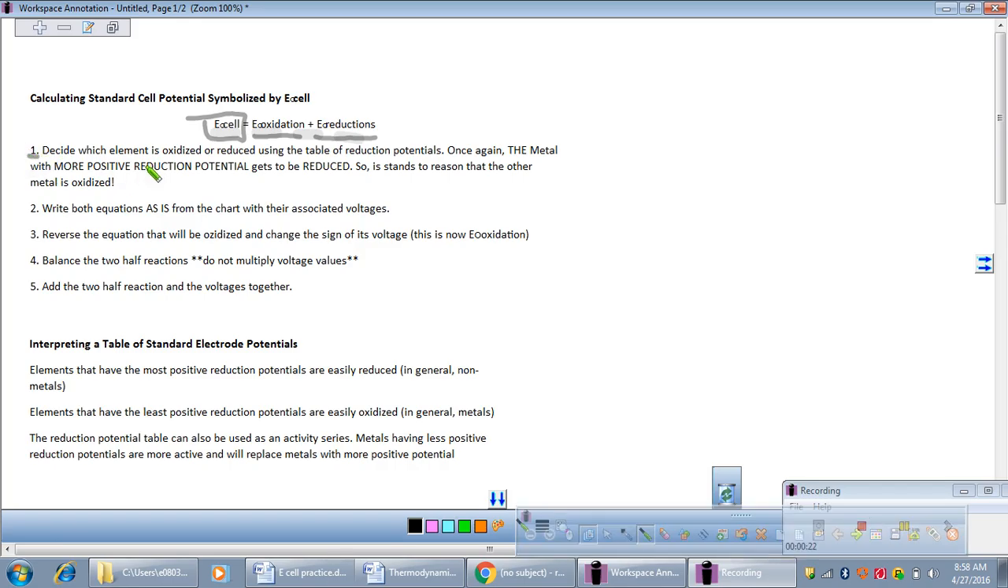So first step is you need to decide which element is being oxidized or reduced. So which half reaction is the oxidation and which one's the reduction. Don't forget your OIL RIG. Alright. If you are using the table to figure out which one is being oxidized or reduced, meaning you're using the potentials, the more positive the reduction potential means that it's more likely to be reduced. So, therefore, the one that is the least positive will be the one that is oxidized.